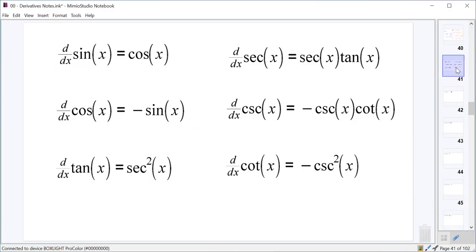And so here are all 6 of our trig derivatives. You definitely need to commit all 6 of these to memory. And if you don't memorize these derivatives, you are going to have a very difficult time making your way through this unit on derivatives.